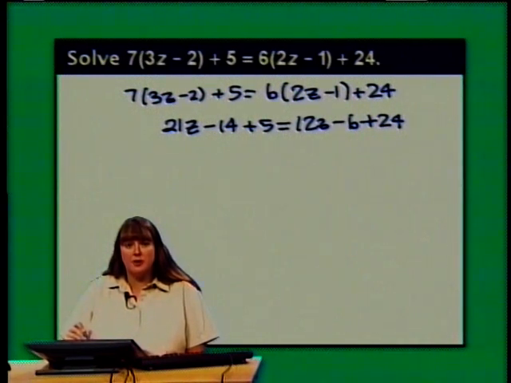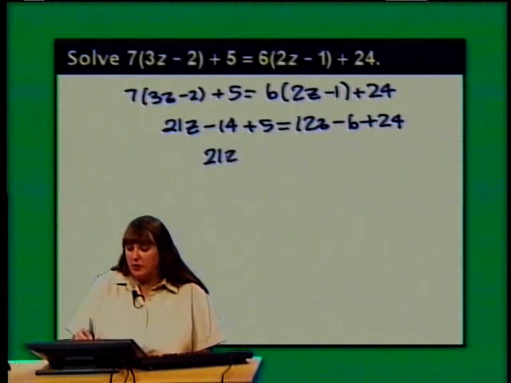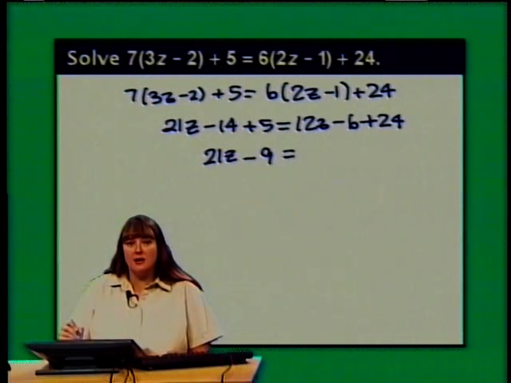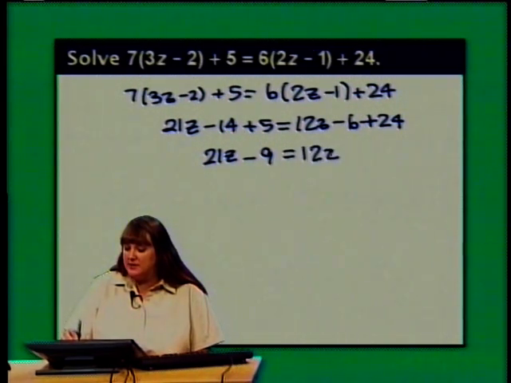Now I have some like terms I can combine. On the left-hand side, my constants, negative 14 and positive 5, can be combined. So the left-hand side simplifies to 21z minus 9. The right-hand side also has some constants I can combine. The right-hand side simplifies to 12z plus 18.